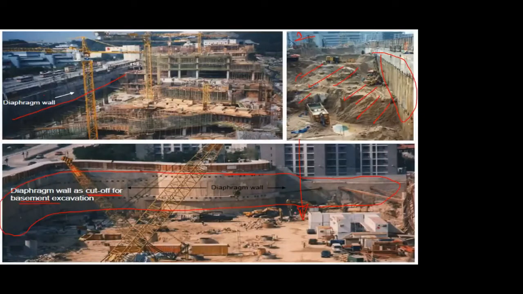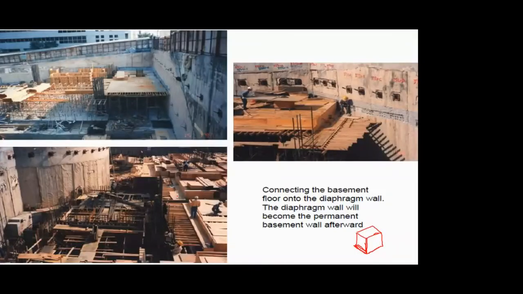So for this site, first this diaphragm wall acted as a cutoff between the adjoining areas and the excavation here. And once the excavation was done, they had to build a basement in it. That basement will be utilized, so you will need walls for it. Instead of constructing another wall, they used this diaphragm wall itself as a wall for the basement.